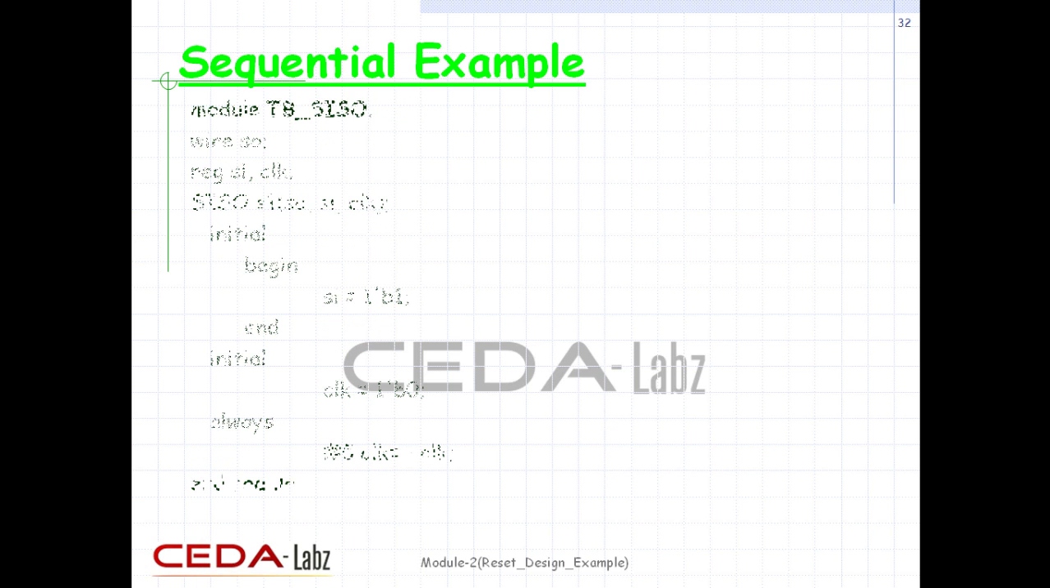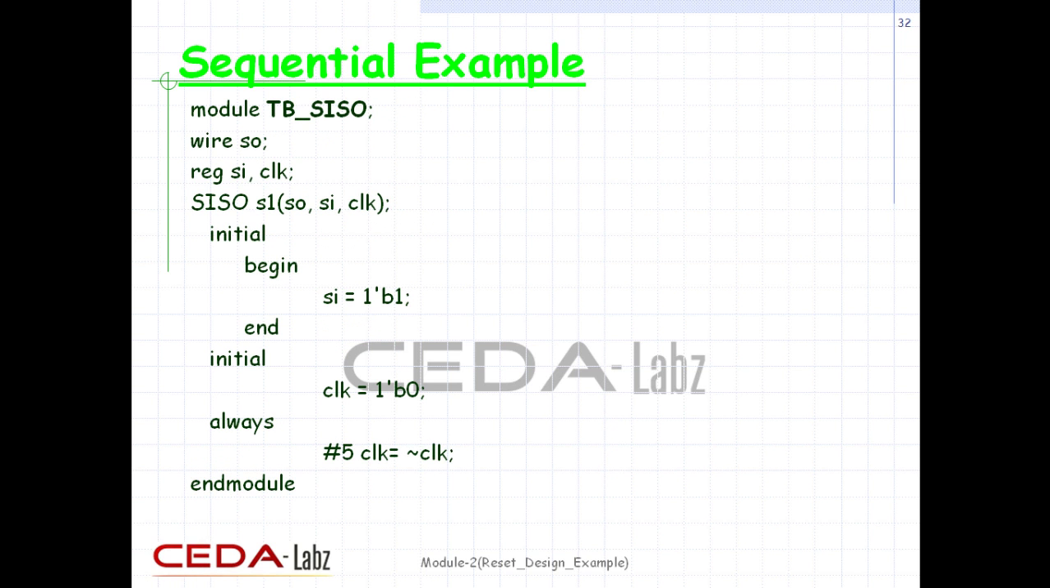Here is the test bench for SISO register. We start with module and module name. Output and input declaration followed by module instantiation. Within initial block, input is provided to be shifted. And, after that clock is initialized and generated respectively. End module terminates the module definition.